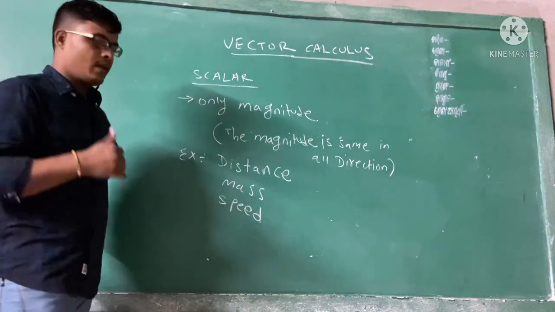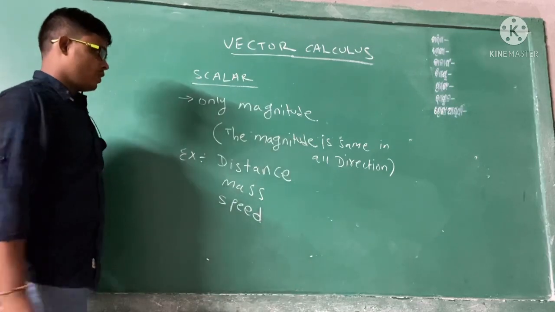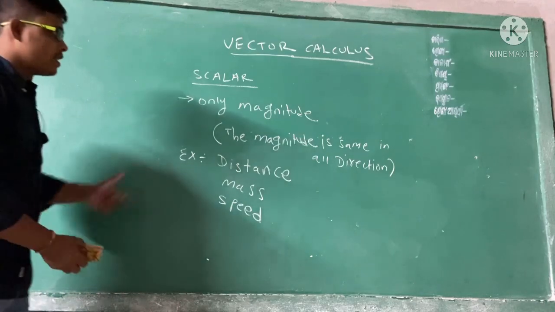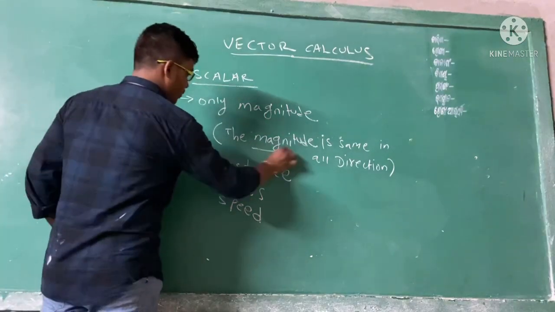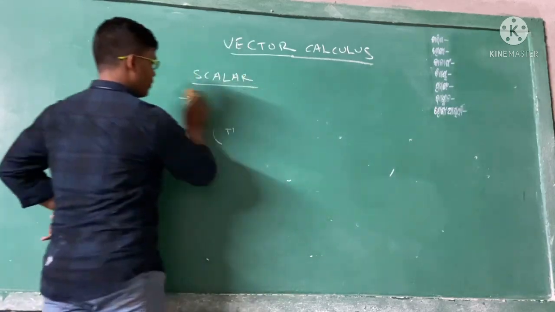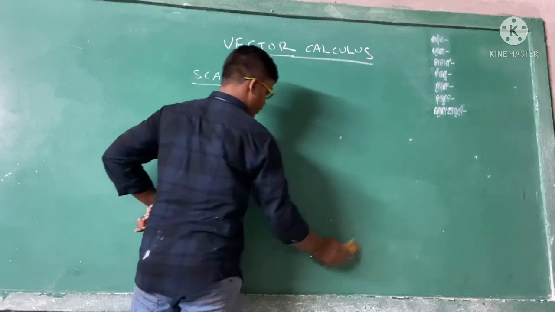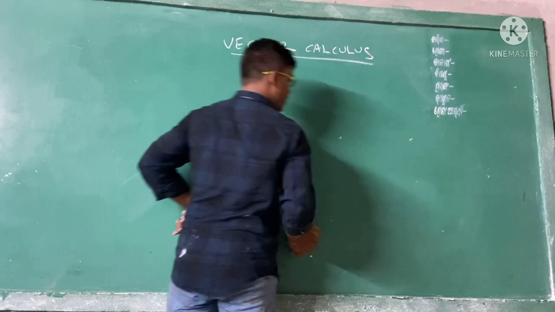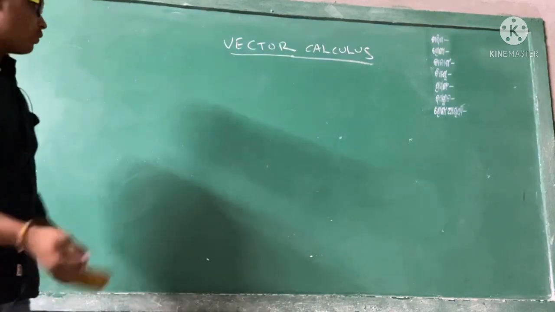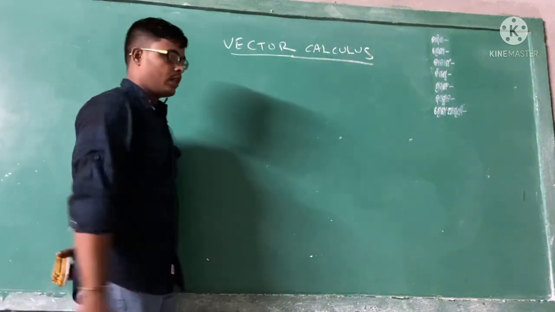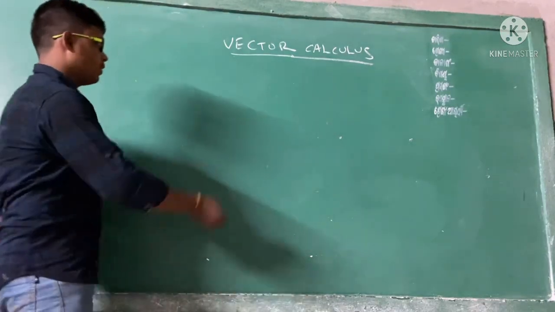And mass, then the speed. There are two quantities, speed and velocity. Remember, both are the same, but speed is scalar and velocity is vector, and mass is always scalar. We'll discuss what the distance and the displacement are, and what the difference between them is. So that we will discuss later. But remember, distance is scalar and displacement is vector. Speed is scalar, velocity is vector. So let's go to the vector. So what is the vector?